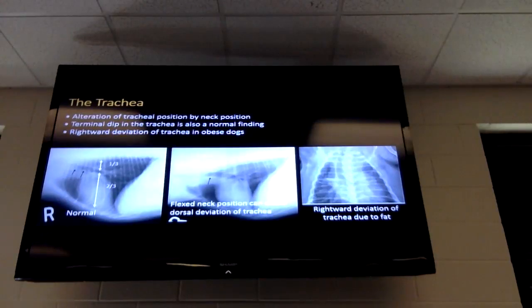So make sure you take into account how much fat there is, what's the position of the neck, before you say this is abnormal.